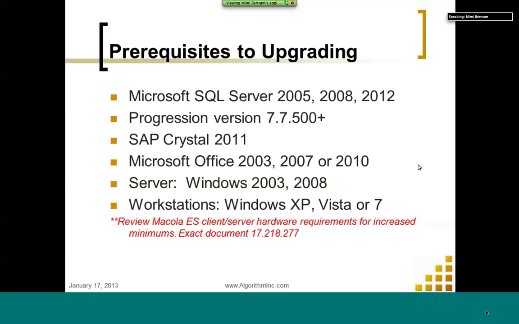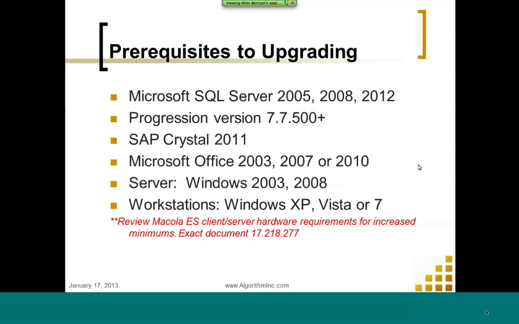Where do you need to be in terms of hardware and everything to consider upgrading? And again, these are some of the minimums. These are some of the latest requirements coming out of Exact. You do have to have at least SQL Server 2005. They do support 2008 and 2012. The Progression version that you need to be on is 7.7.5.